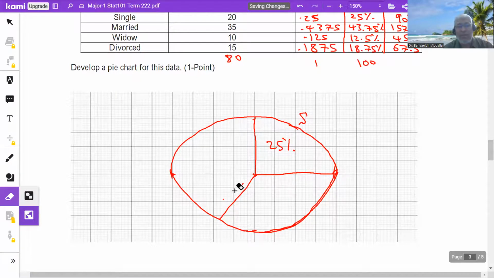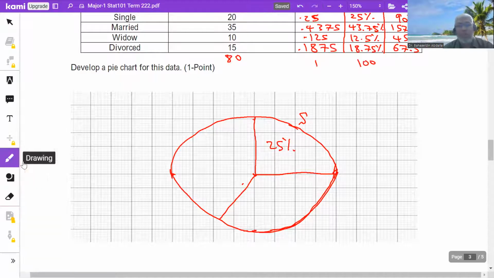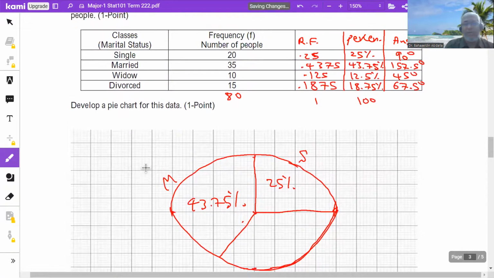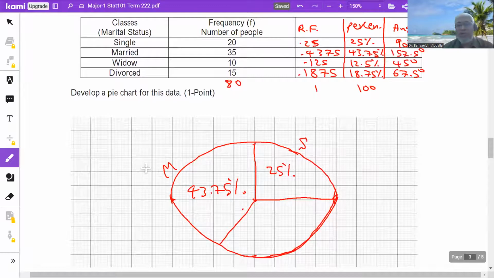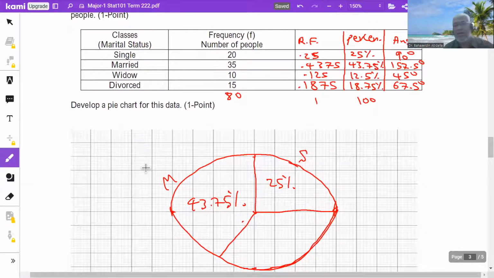the second portion, which is 43.75%, and this is the merit, 12.5%. Now you can add 44 plus 12, okay, using the calculator. If you add 43.75 plus 12.5, it would be 56.